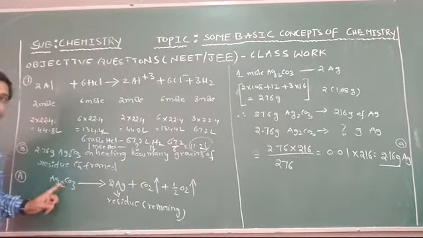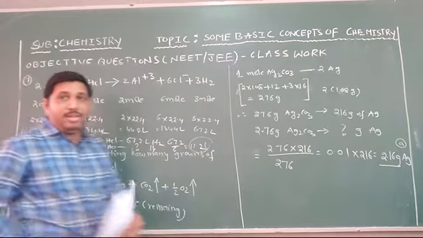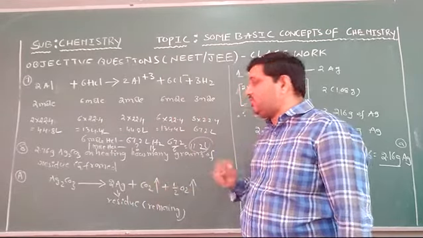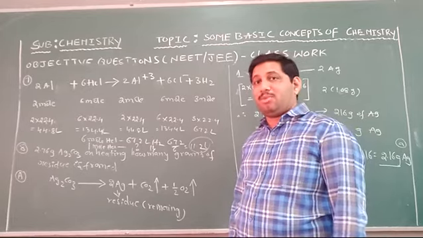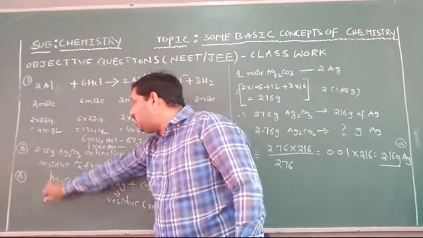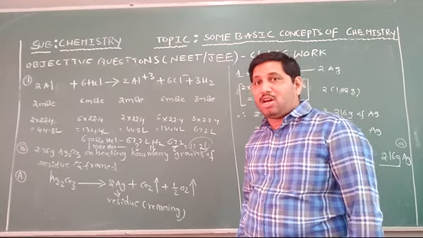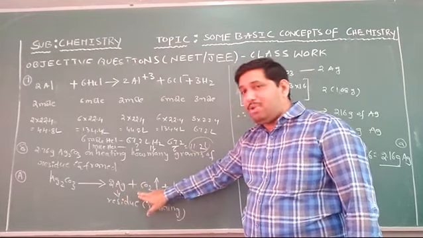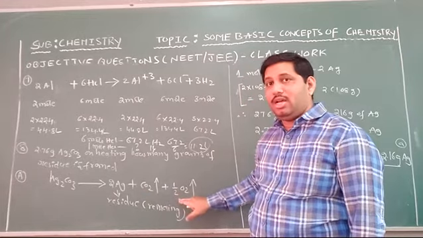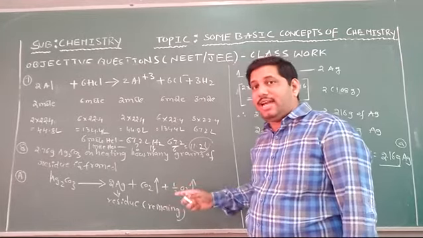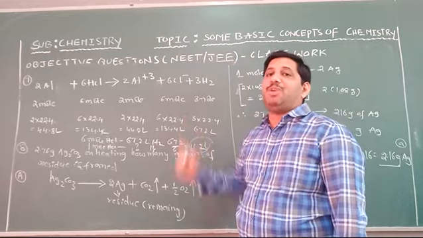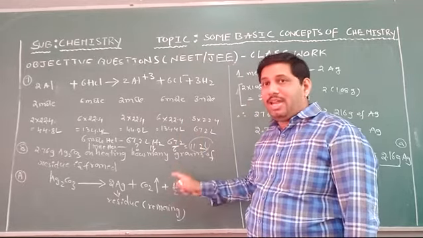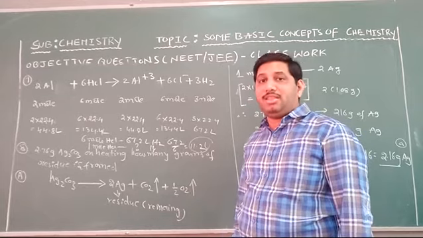Like this you can solve, student. When silver carbonate is heated, it forms silver plus carbon dioxide plus oxygen. 1 mole of silver carbonate is heated to form 2 moles of silver, 1 mole of carbon dioxide and half mole of oxygen. This carbon dioxide and oxygen are gases that enter into the atmosphere. Clear, students? They are not remaining in the reaction mixture.